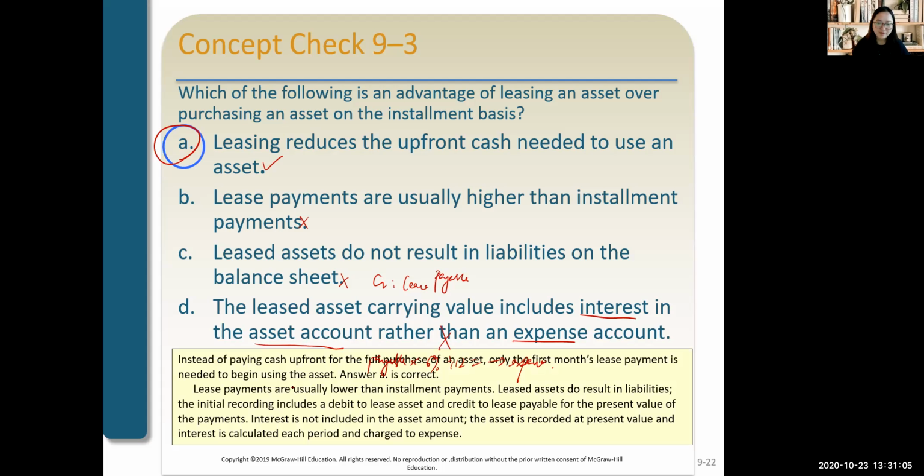So lease payments are usually lower than installment payments. Leased assets do result in a liability, and the initial recording includes a debit to lease asset and a credit to lease payable for the present value of the payments. Interest is not included in the asset amount. The asset is recorded at the present value, and the interest is recorded each period and charged to the expense account.